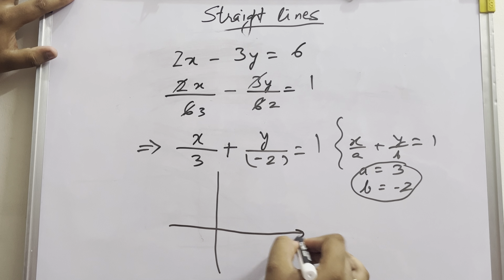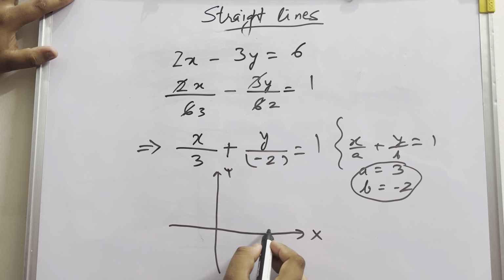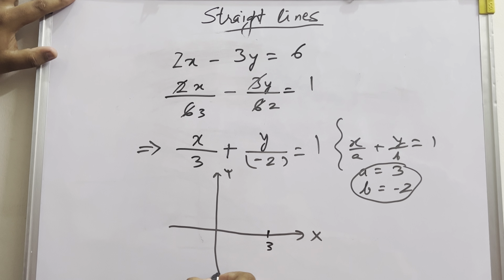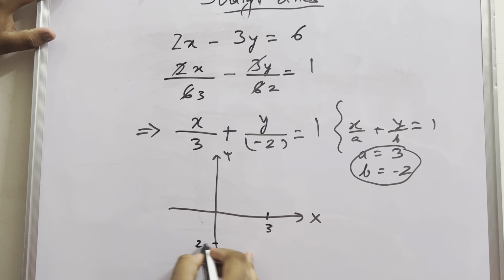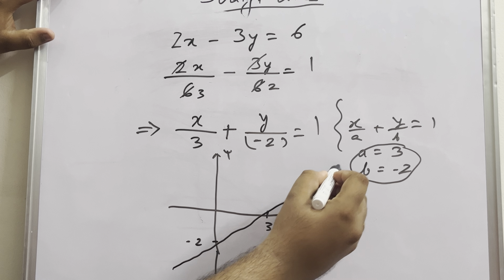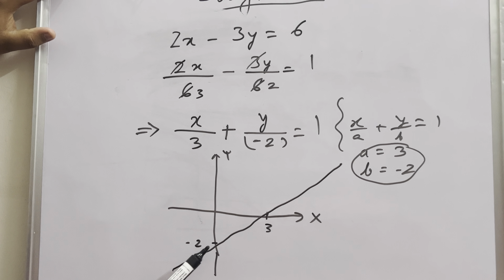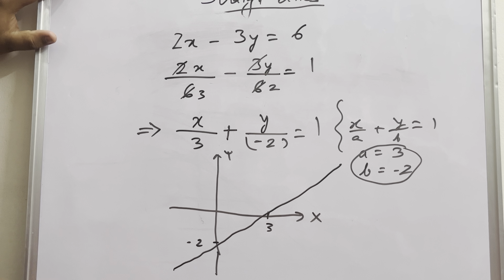On the axis, this is the x axis, this is the y axis. The value of a is 3, so I get 3 over here, and y is how much? Minus 2. So minus 2 is somewhere here. This becomes the straight line. So this is the line that forms 2x minus 3y is equal to 6. This is how the intercept form has been used to solve the problem.